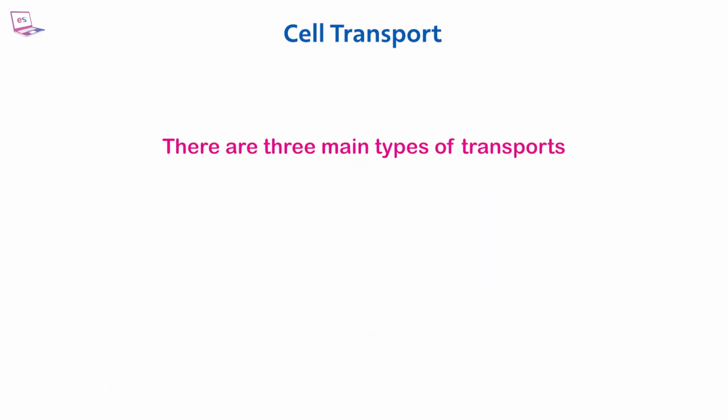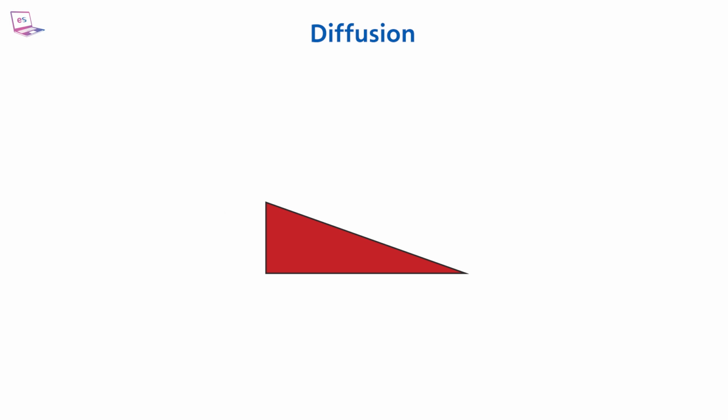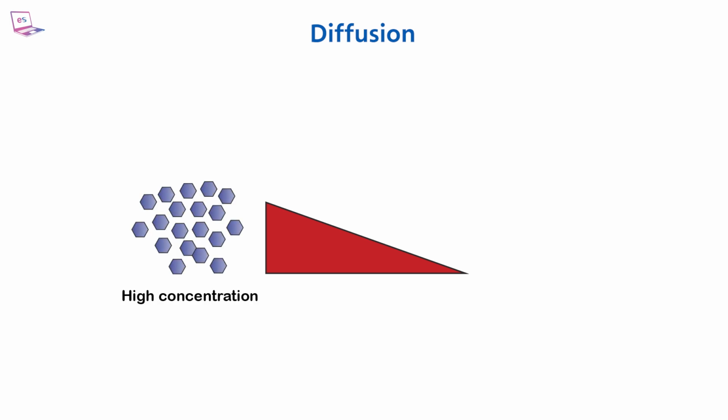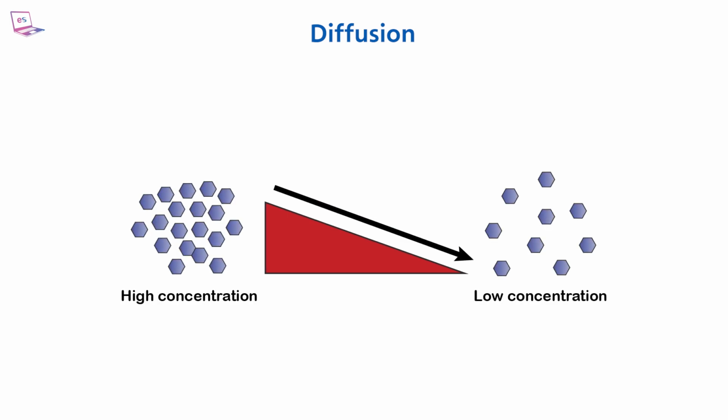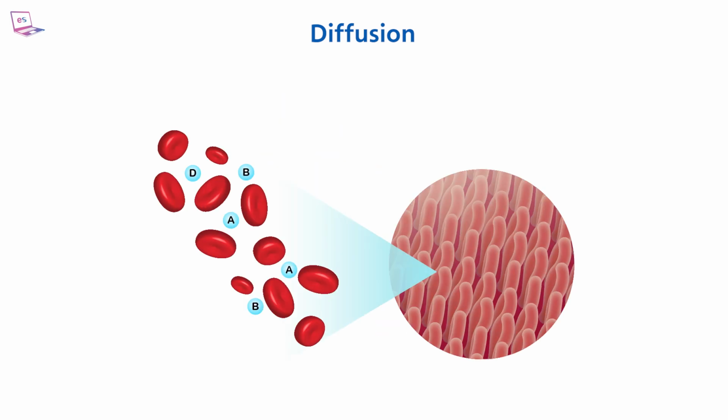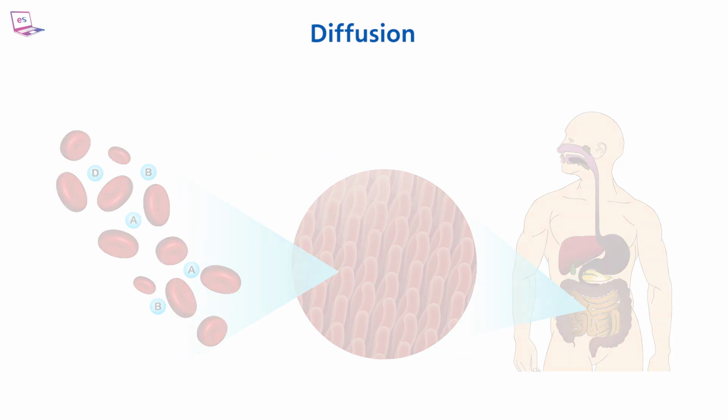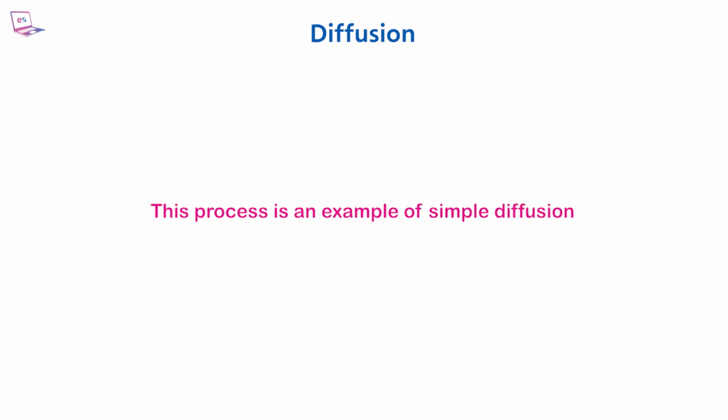There are three main types of transport: diffusion, osmosis, and active transport. Diffusion. The movement of particles from an area of higher concentration to an area of lower concentration is called diffusion. It does not require energy for the movement of substances. Therefore, it is a passive process. Examples: nutrients are absorbed into the bloodstream through the villi in the small intestine of the human body. This process is an example of simple diffusion.